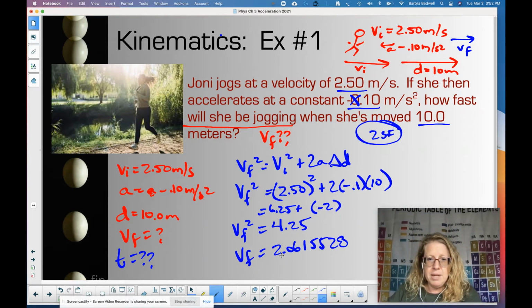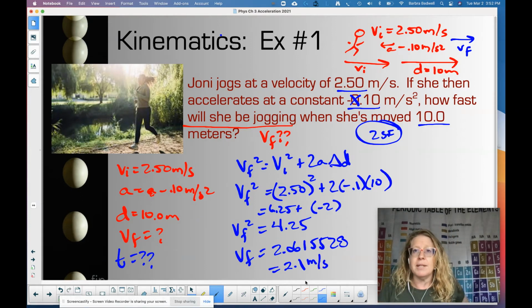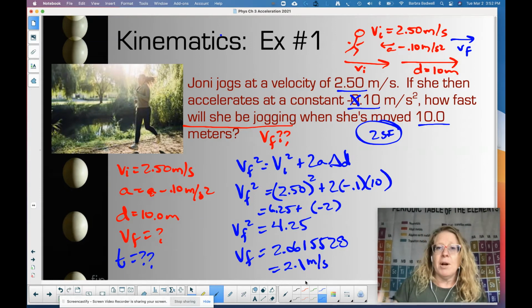So I'm going to look at my answer down here. It means I can round it to 2.1. And then it's a VF, so I have to use units consistent with VF, which is meters per second. So that would be a perfect answer at the end. So again, picture your problem, identify your variables, figure out which equation matches those variables, plug in your numbers and go. All right, moving on.